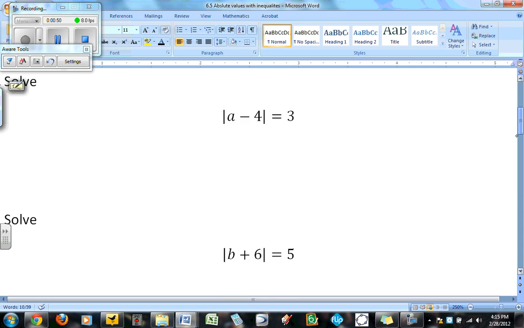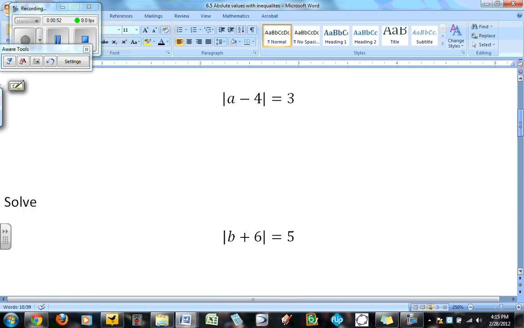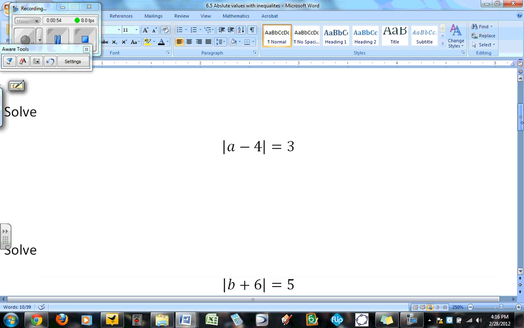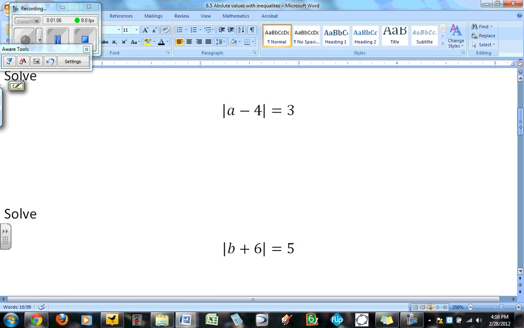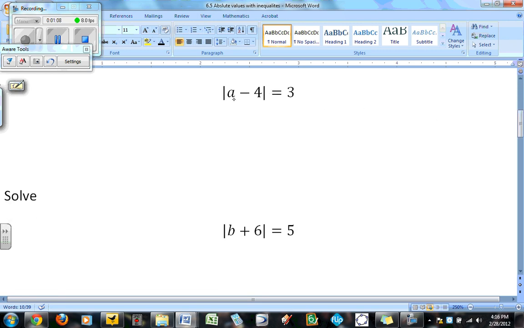And again, we'll continue to solve this. So we'll solve the absolute value of A minus 4 equals 3. Now we have to figure out what value for A makes our absolute value 3, so makes our distance away from it 3.